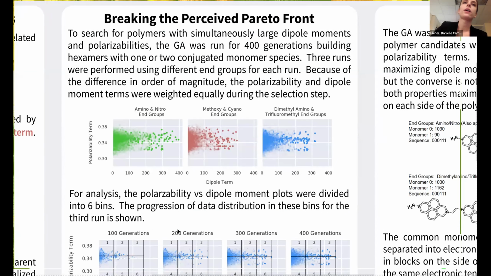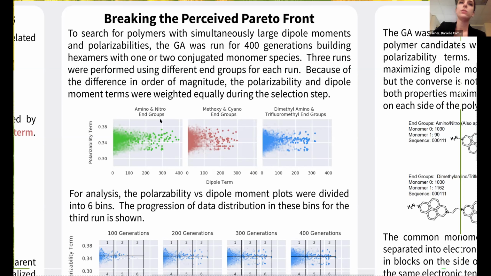So looking at our actual data, we did 3 runs, each run was run for 400 cycles of that genetic algorithm. And then each run also, all of the polymers had the same sets of N groups to see if there was any difference there. We didn't see any major differences using different sets of N groups.